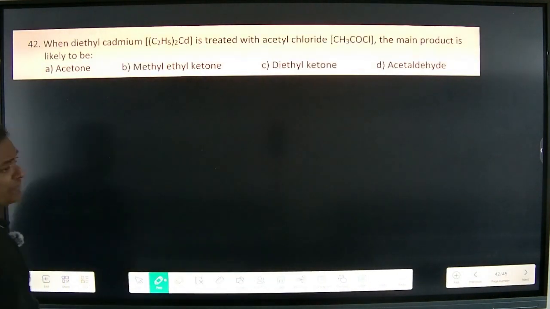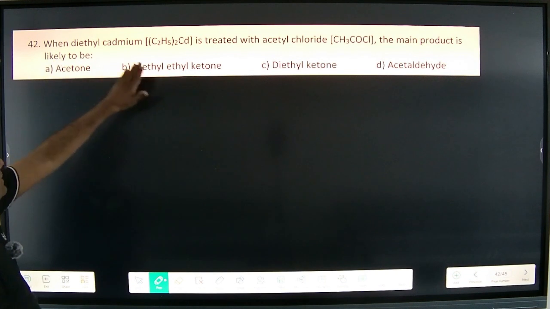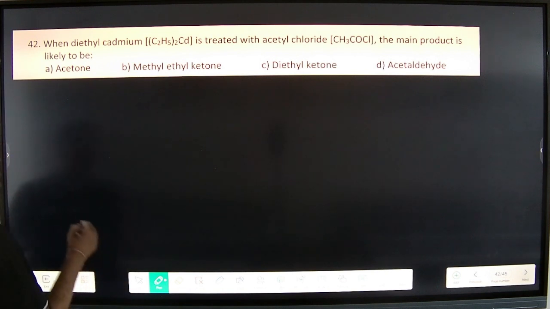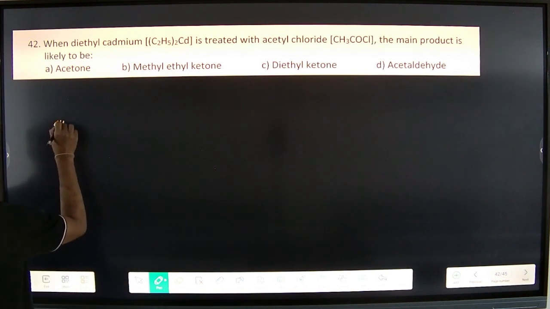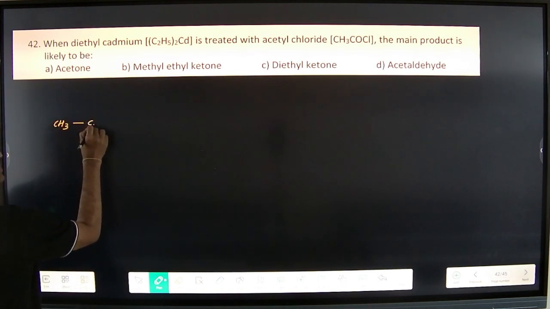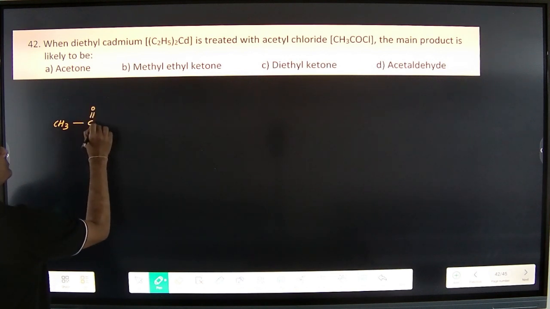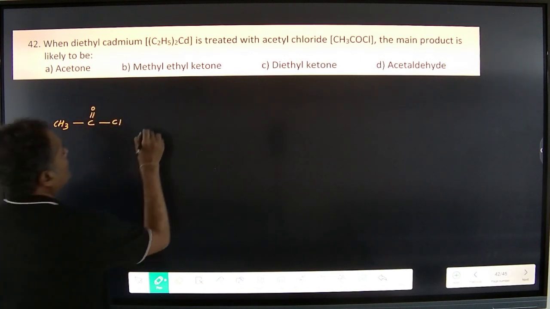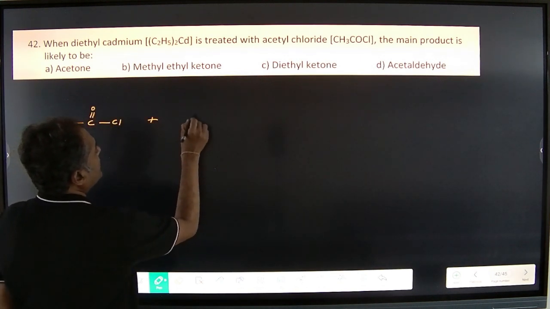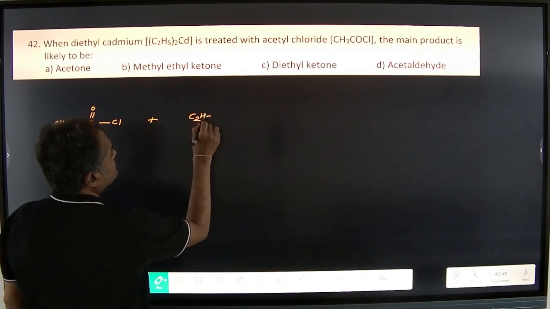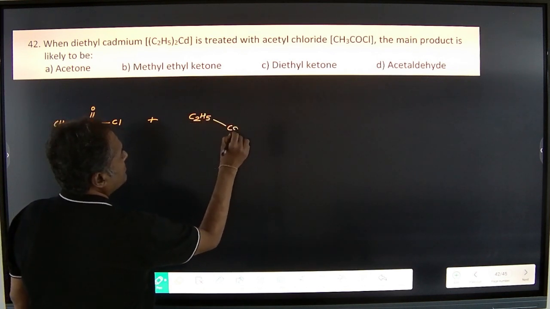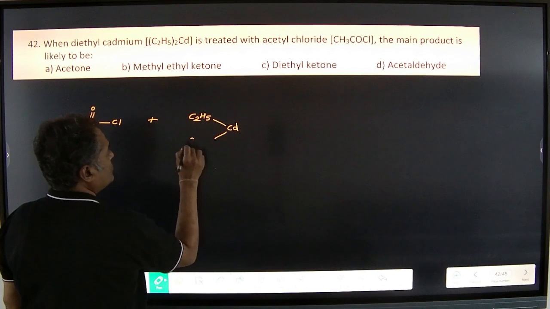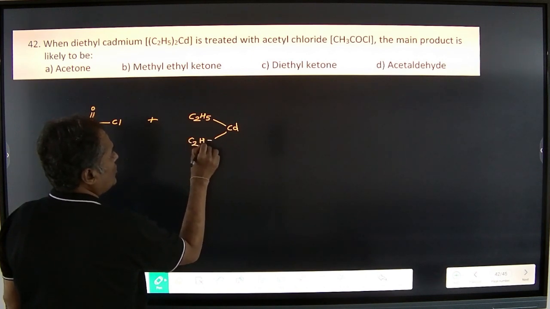Now, here what they have given: when dimethyl cadmium is treated with acetyl chloride, the main product obtained is likely to be? First of all, how do you write acetyl chloride? It's something like this, child, where they have given even a structure to you. Now, how do you write a dialkyl cadmium? It's C2H5 cadmium and even the next C2H5, it's a dialkyl containing molecule.